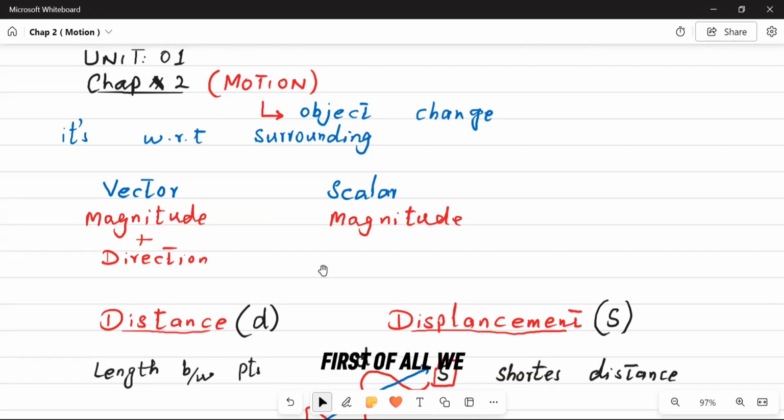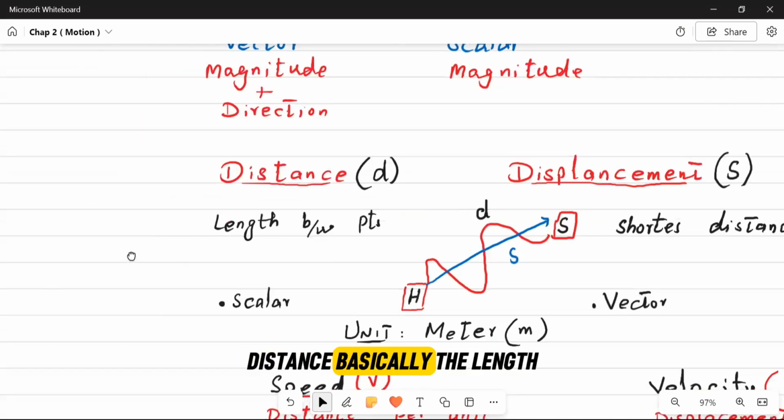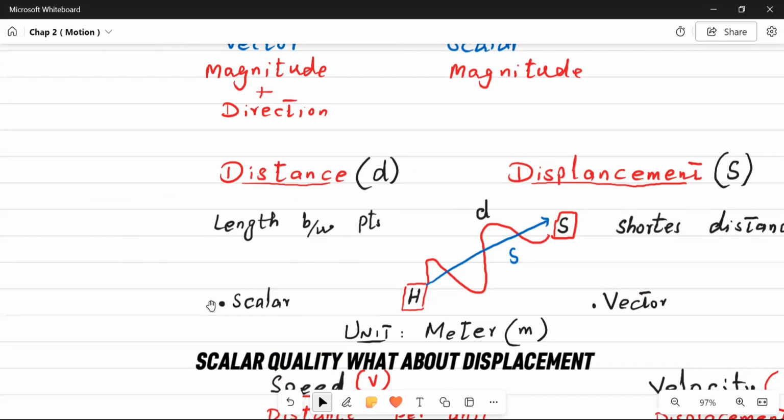So first of all, we will discuss when an object moves with respect to its surroundings. It changes its position. It means it covers some distance. So what is distance? Distance is basically the length between 2 points only. The length between 2 points is a scalar quantity. For example, what is the distance between point A and B? It's 5 kilometers. So it's only length. So it is a scalar quantity.